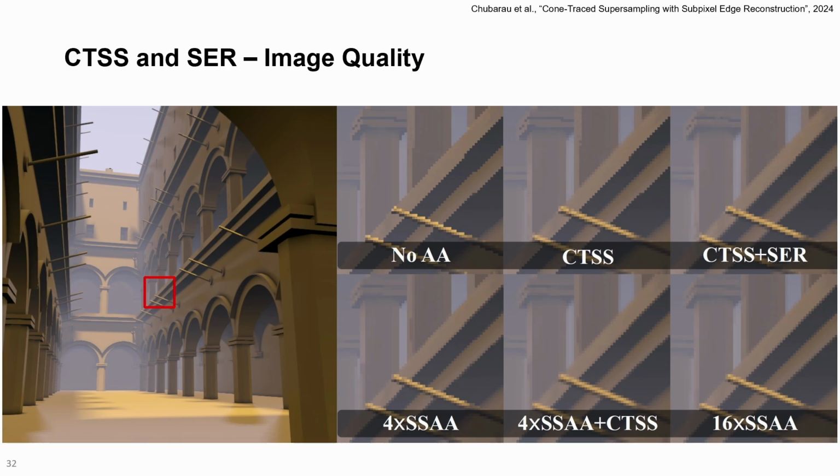So the image quality is comparable to supersampling for most geometric edges, specifically, of course, for those that it can detect, which for CTSS and SCR is basically all of them, except, of course, those that come from colors, textures, shadows, and specular highlights. But as long as the edge is caused by geometry, then it will essentially be anti-aliased.